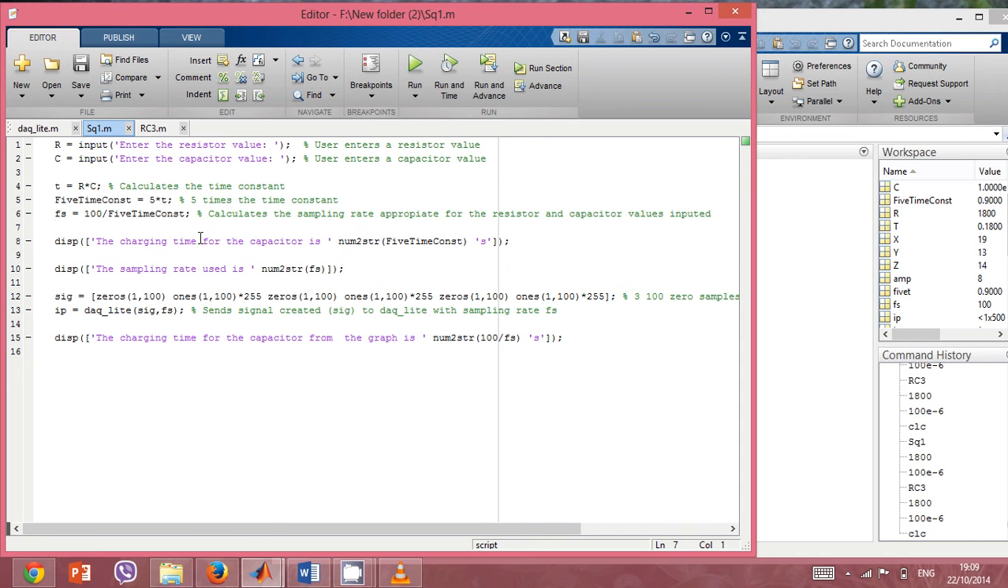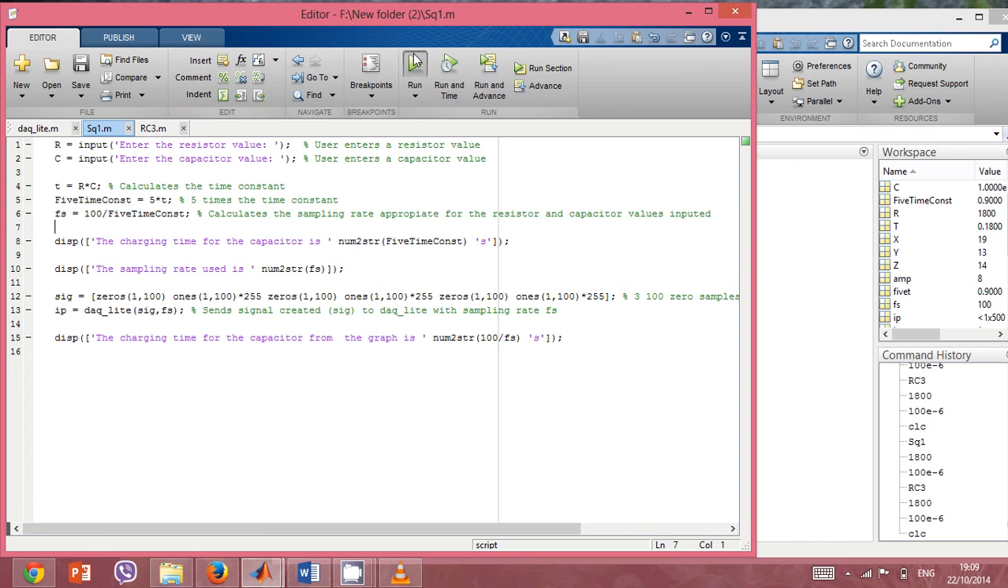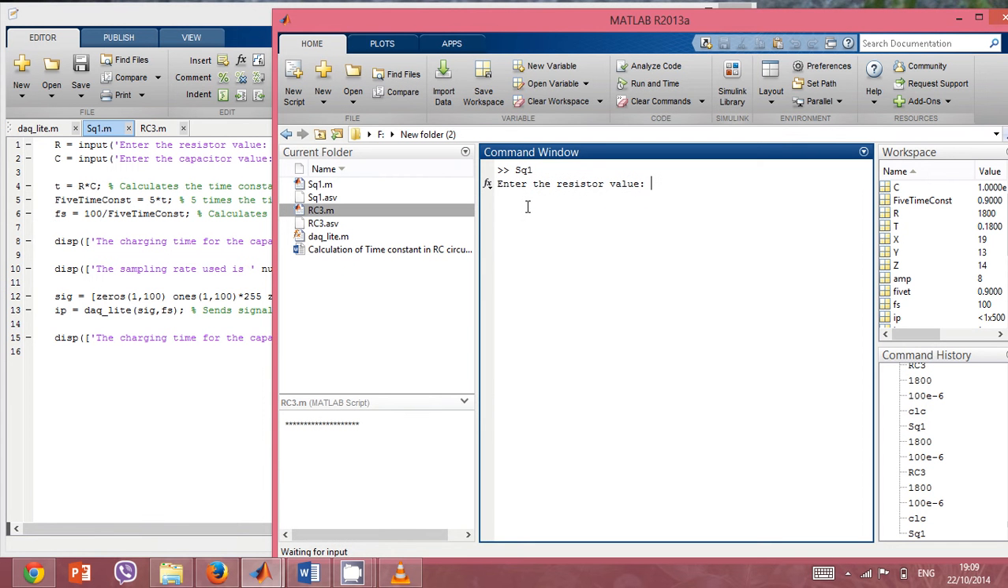So this code is about sending a square wave to the DAC light and getting an output signal, which is here. So we enter a resistor value and our capacitor value.